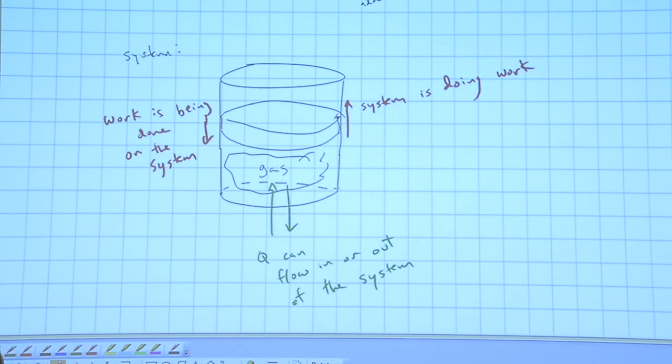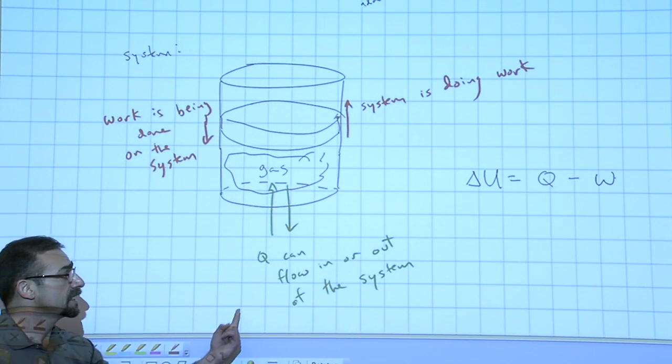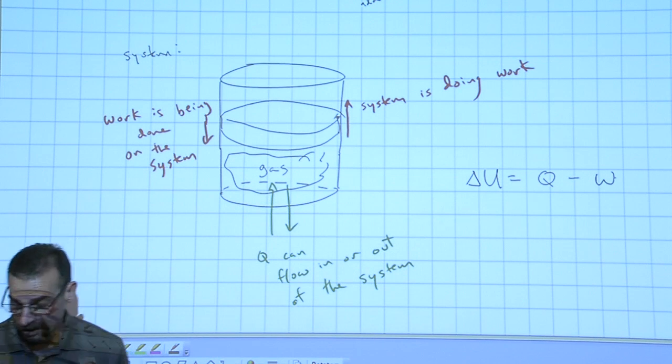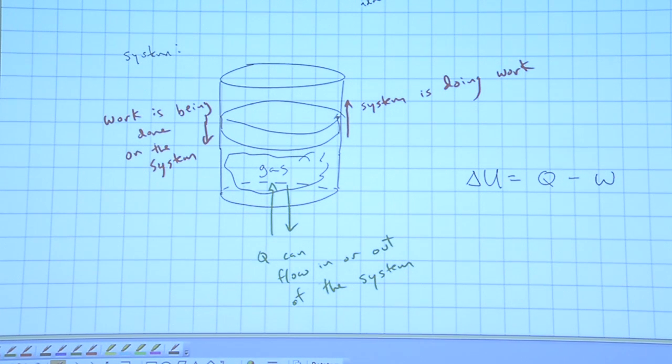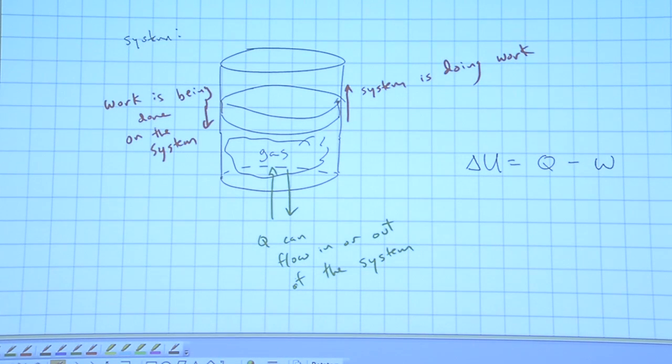If we look at our law, I'll just write it again over here. The change in internal energy is equal to Q minus W. So if we're putting heat in, we would call that positive heat. So the flow in is positive. I'll put it right here. And when it flows out, Q is negative.